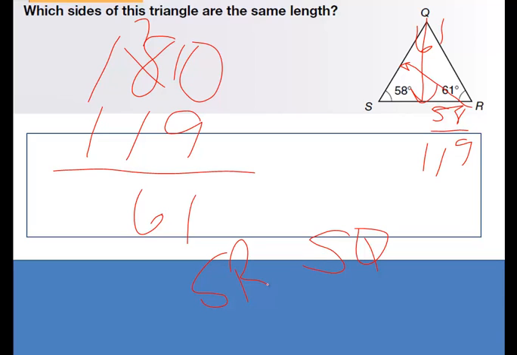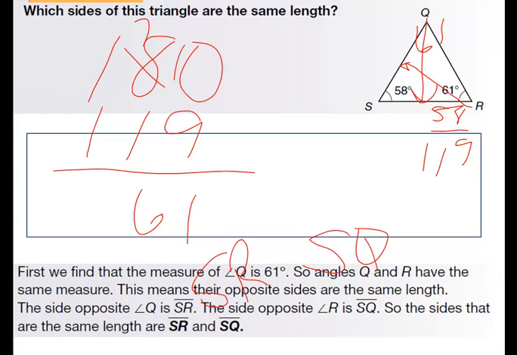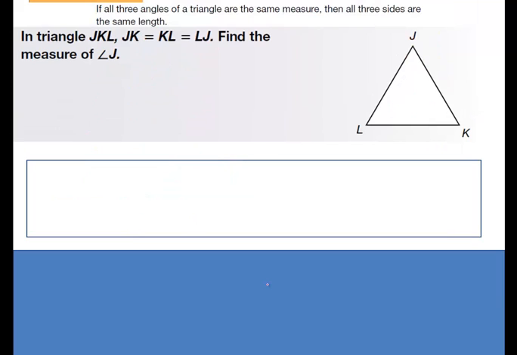Did you get that? You probably said Q and R, but did you get the sides right? SR and SQ, that's right. Okay. If all three angles of a triangle are the same measure, then all three sides are the same length.